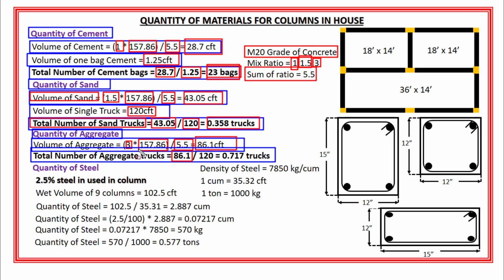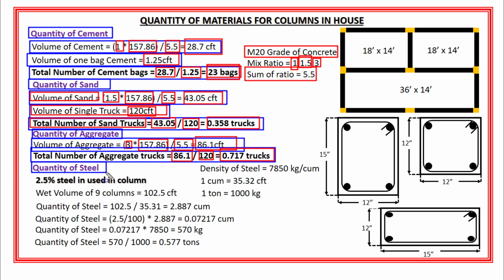Okay. And the number of aggregate trucks is equal to 86.1 cubic feet, which is the volume of aggregate, divided by 120 cubic feet, which is the volume of a single truck. And the total number of aggregate trucks will become 0.717 trucks.